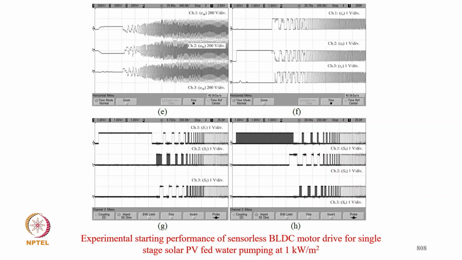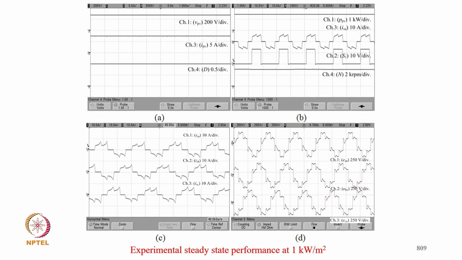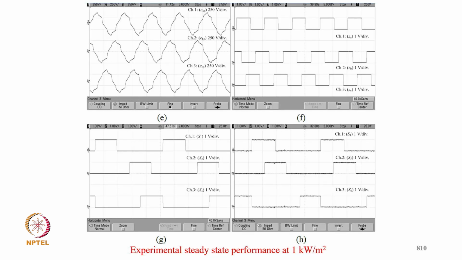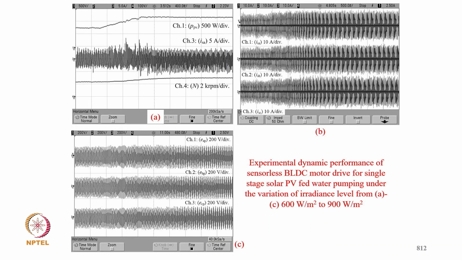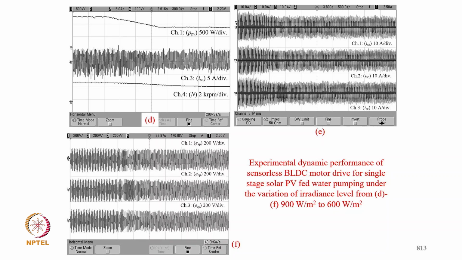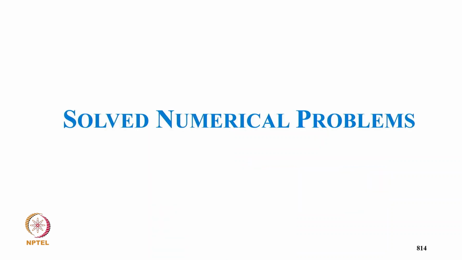typically experimental starting performance, and then the steady state performance, you can see PV voltage, PV current, then the duty cycle with the winding current and speed, and winding current and back EMF sense, and filtered voltage, then all the switching signal generation, and the PWM signal generation for 200 watt, and the solar insolation 600 to 900 performance, then the performance at 900 watt to 600 watt is there.